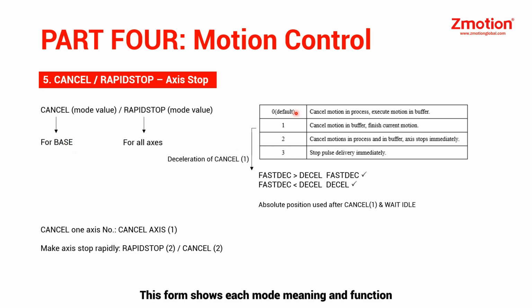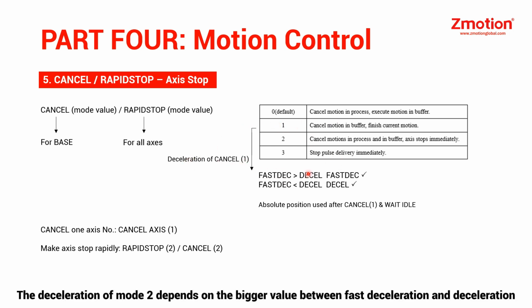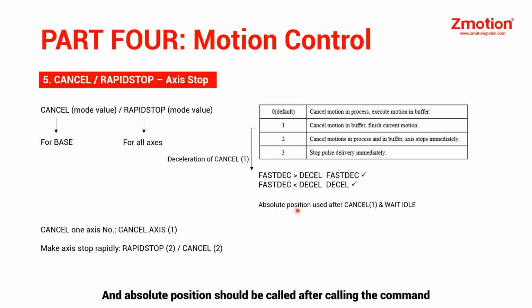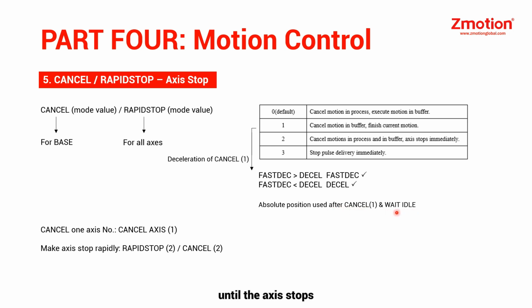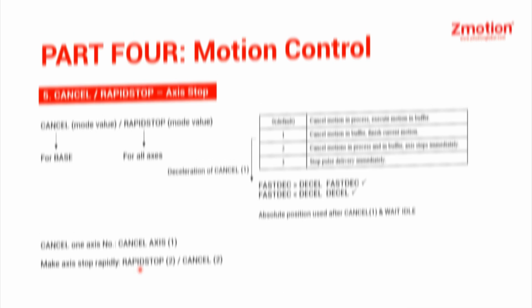This form shows each mode's meaning and function. Only mode 2 should be noted. The deceleration of mode 2 depends on the bigger value between fast deceleration and deceleration. And absolute position should be called after calling the command until the axis stops. Also, we could add the axis number to specify the cancel operation. If we need to make the motor stop rapidly, edit it like these two.